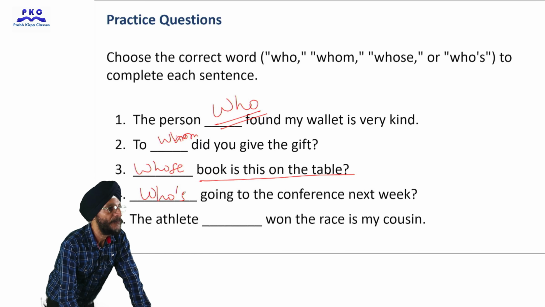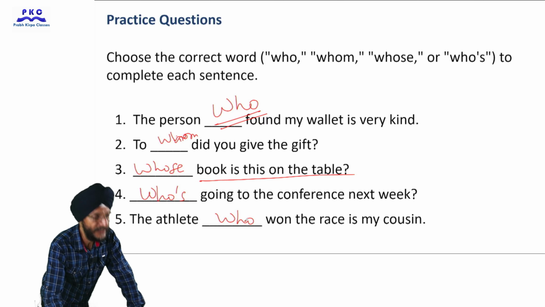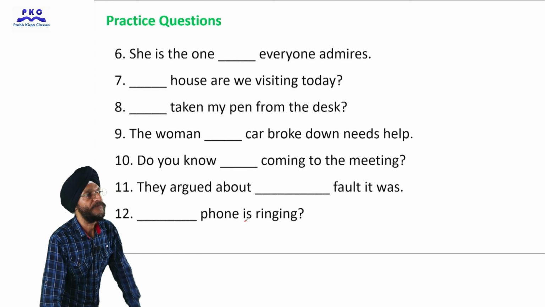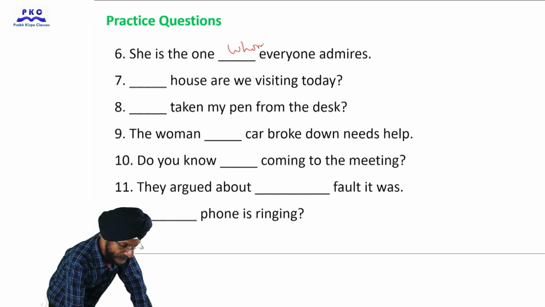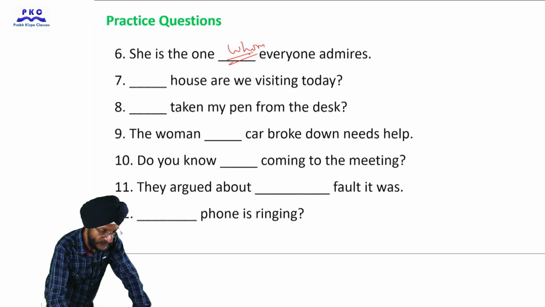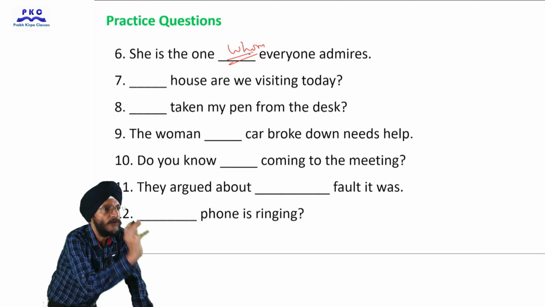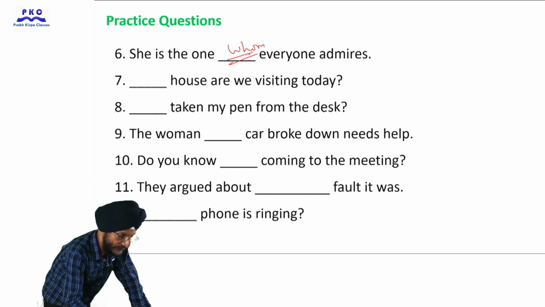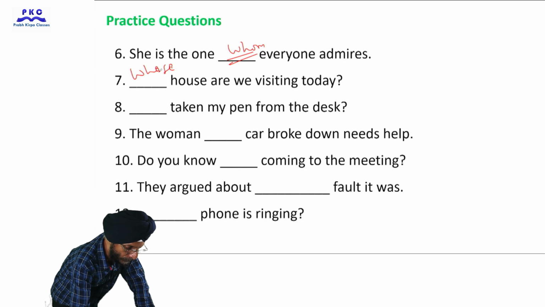The athlete who won the race is my cousin. Next, she is one whom everyone admires. Dash house are we visiting today? We are raising a question. Whose house? Ownership of the house is with which person? Whose house, or possession?